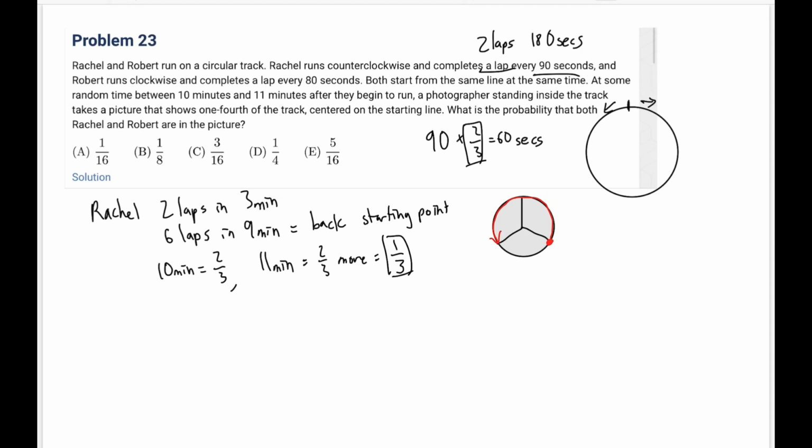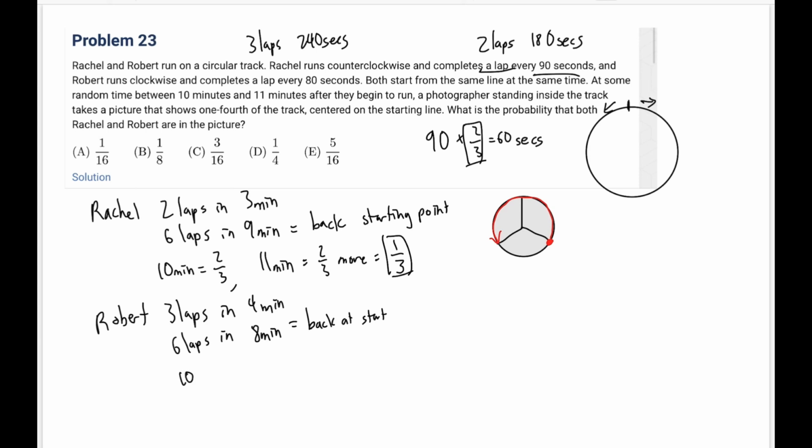And then we have Robert, right? So he runs one lap in every 80 seconds, right? So let's multiply this by 3. So 3 laps every 240 seconds. So he runs 3 laps in 4 minutes. Similarly, let's try to get as close to 10 minutes as possible. So he runs 6 laps in 8 minutes. So 8 minutes is when he is back at his starting position.